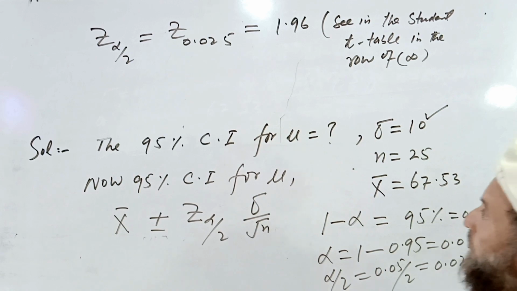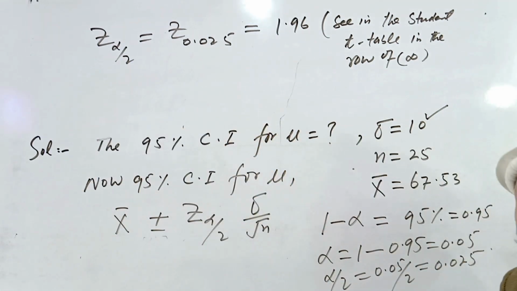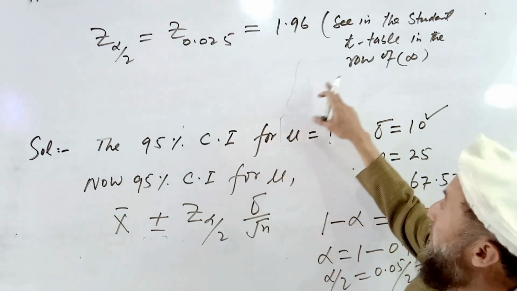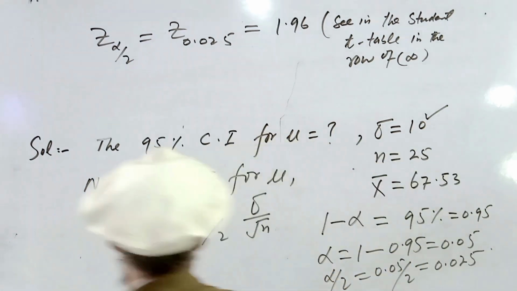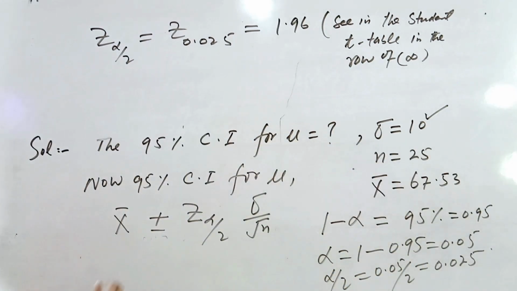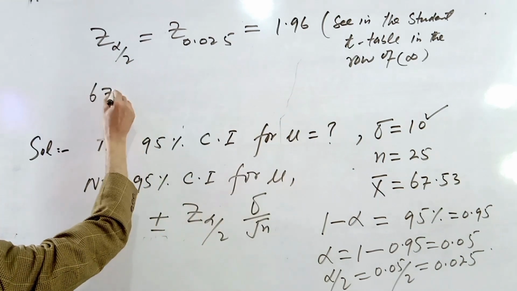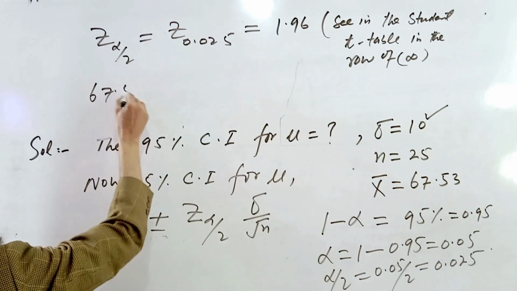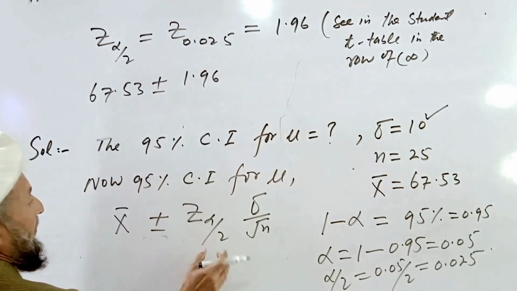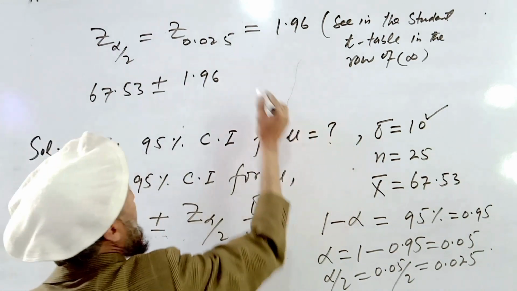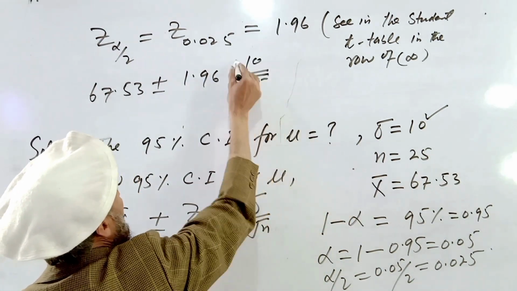So this is the value of 0.2, because for the Z distribution, when n is sufficiently large, you will get the Z distribution. So here we put the values in this formula. X bar is 67.53 plus minus 1.96, Z alpha by 2, which we already found. Sigma is known, 10, divided by the square root of n, which is 25.